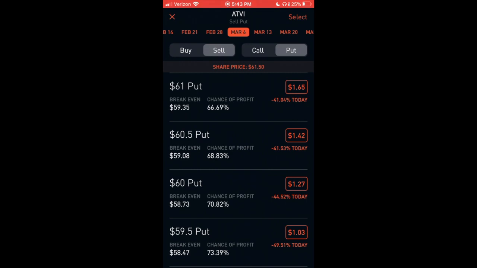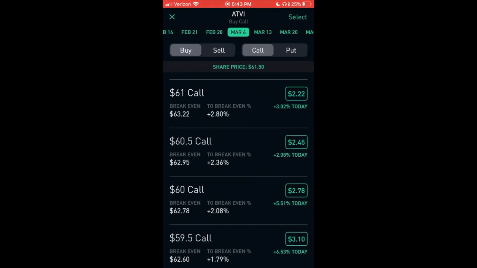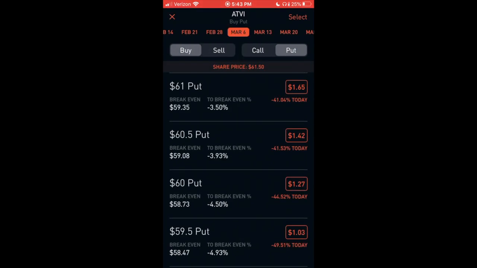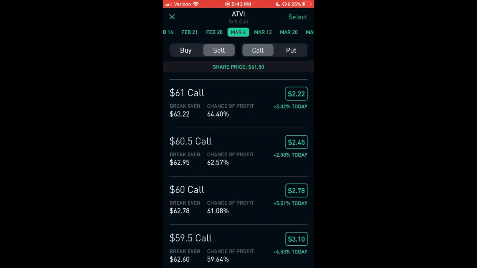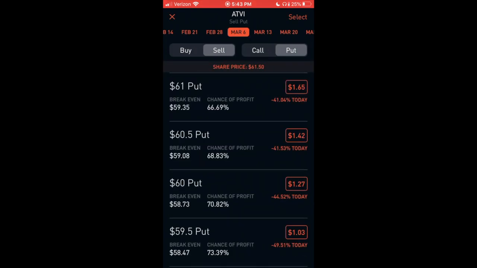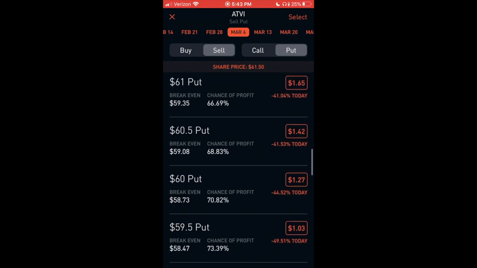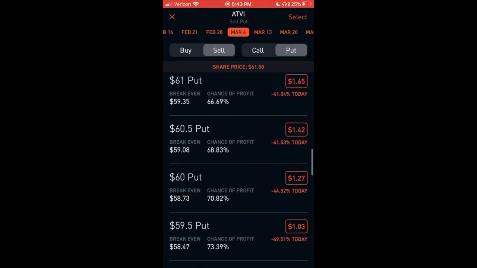However, the price on this is the same as buying a put. So $1.65 to bet that this stock's going down. Selling a put is going to be the same price. So walking you guys through this further on the next video, I'm going to take a look at the different risk reward profiles and profit estimator. So that's going to be another app.